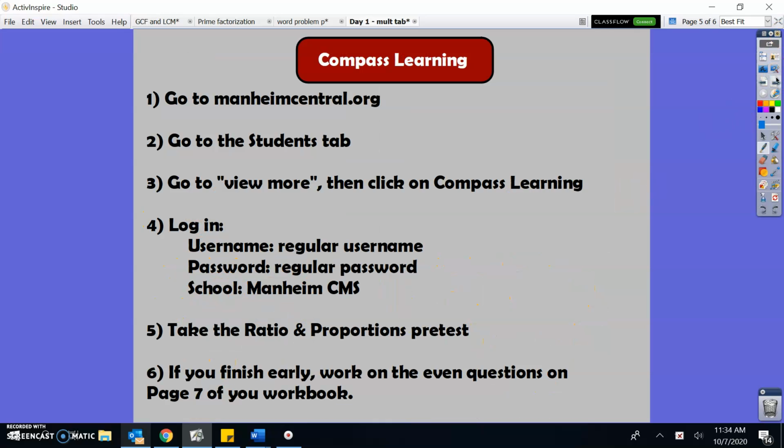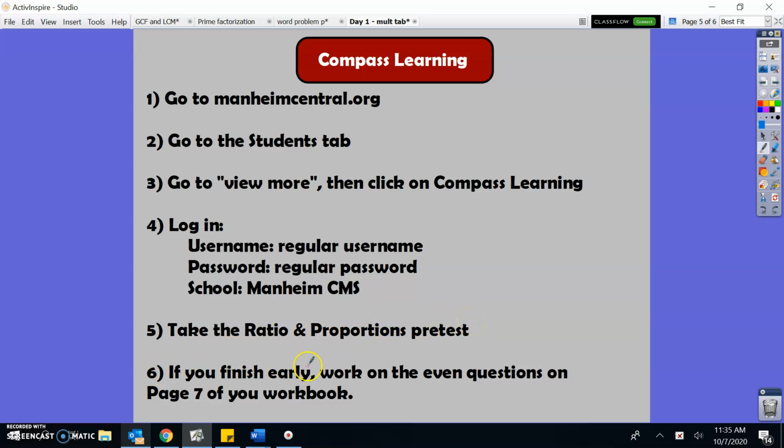So what I'd like you to do at this time is I would like you to go to Compass Learning, go to manheimcentral.org, click the Students tab, go to View More, then click on Compass Learning. Log in using your regular username and password, enter in your school, and then take the ratio and proportions pretest.